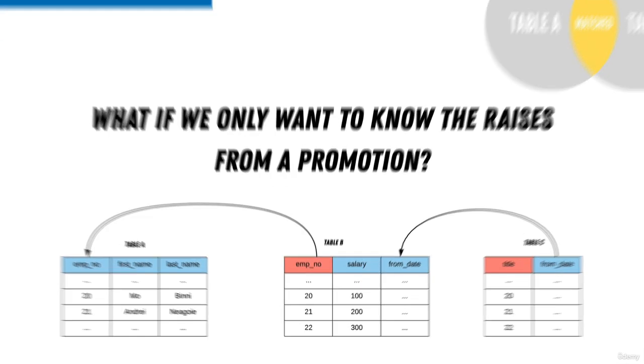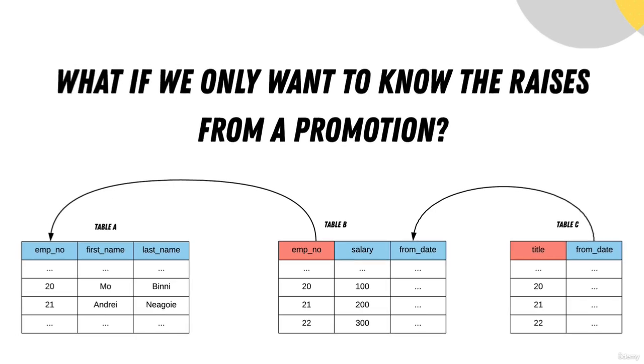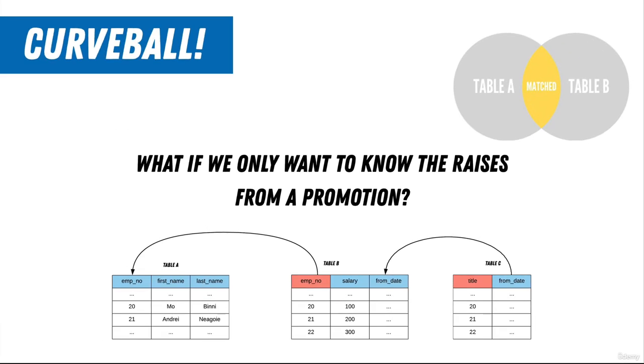Well, we know that employees links to salaries through employee number, but title changes link to salaries through the from date. You see, over here, we're already doing something a bit different. We're combining inner joins. We're selecting from multiple tables. We're adding a third table to the mix. This is a nice curveball for the query. But how would we solve for this?